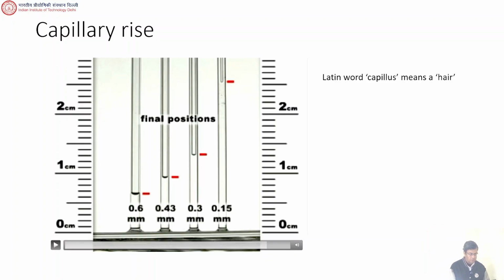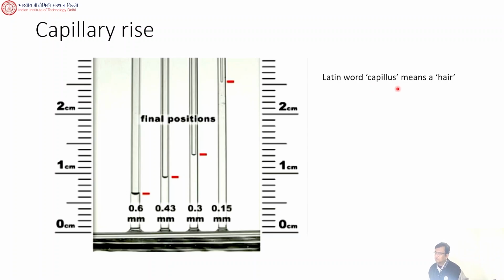I didn't know this before, but I learned that capillary comes from a Latin word, capillus, which means hair. Latin is like an ancient language, like Sanskrit. A lot of English words can come from Latin roots or Greek roots. So this is like a hair. What does that mean? It means a capillary tube is actually a narrow tube, because we are talking about hair, so very thin.